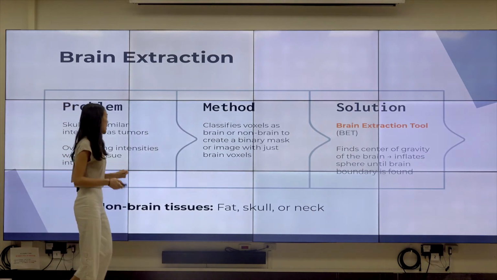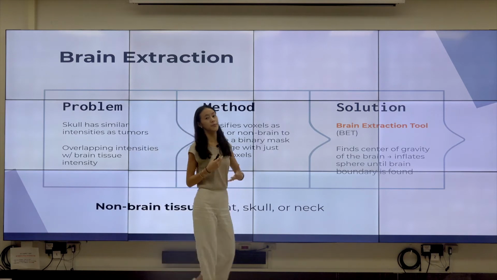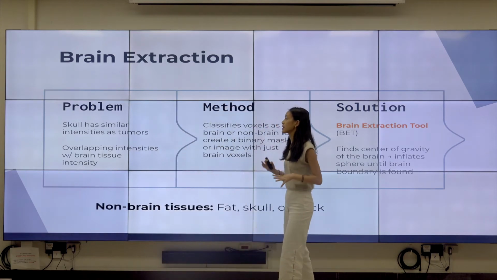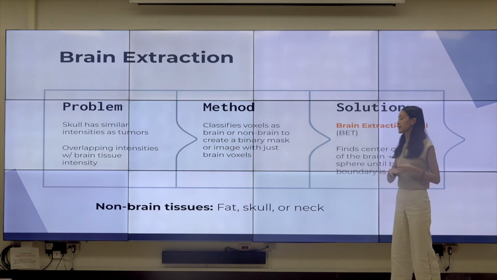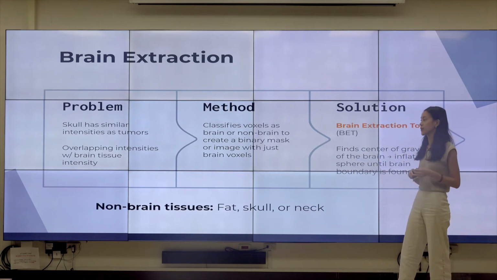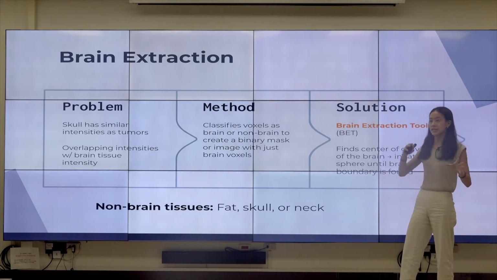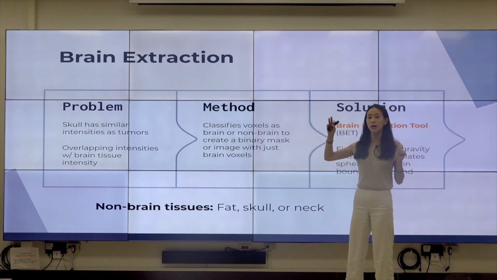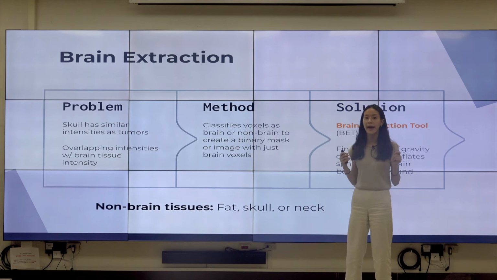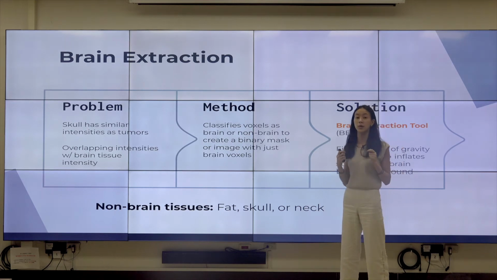The second part is brain extraction. So the problem with brain extraction lies in the fact that the skull has similar intensities as the tumors. And so the other part is the fact that there are overlapping intensities with the brain tissue intensity. So for example, the skull or the non-brain parts might have the same intensities as the brain tissues that we're looking at.